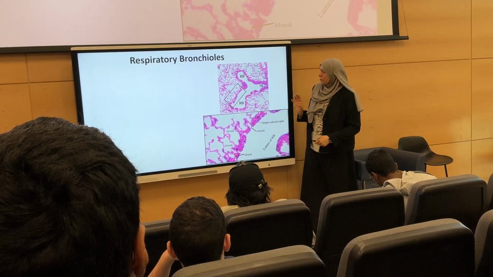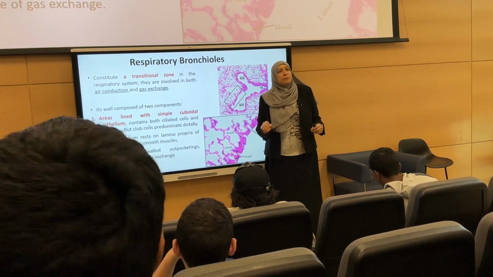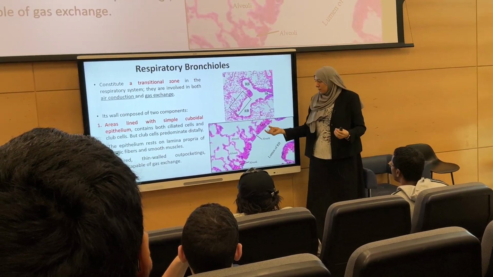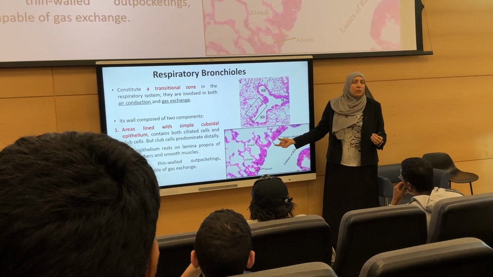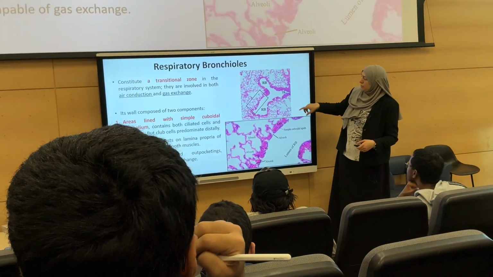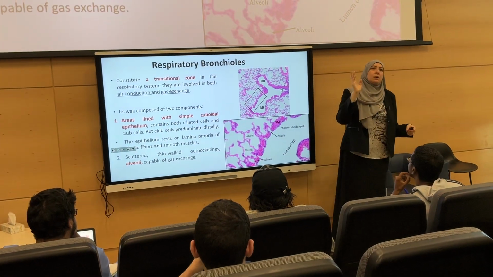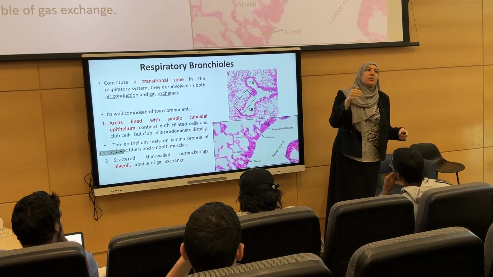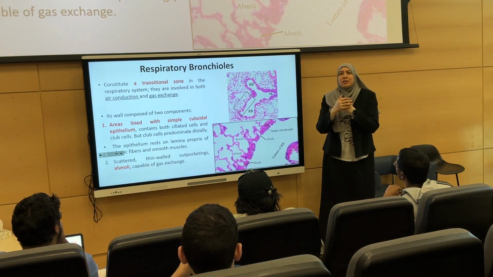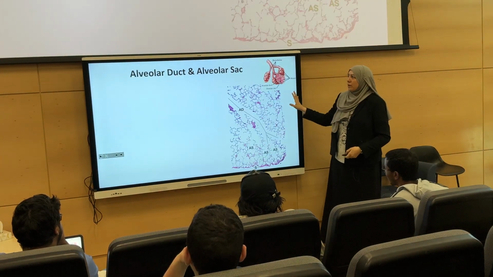Clear? Okay, so simply we have 2 parts here. What is the function of the respiratory bronchiole? Both of them: conditioning and gas exchange. And it has 2 parts in the structure: a part like the terminal bronchiole and a part like the alveoli. So what is the lining epithelium of the bronchiole? Simple cuboidal epithelium with more club cells. Then under the epithelium we have smooth muscle. What about that outpocketing, the alveoli? What is the lining epithelium of the alveoli? Simple squamous. 2 cells: pneumocyte type 1, pneumocyte type 2. Okay, so this is the respiratory bronchiole.